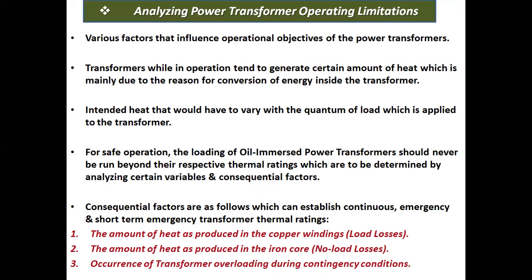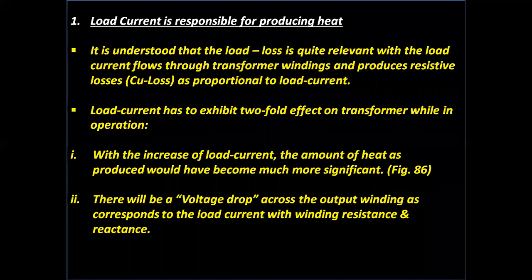Number one, the amount of heat produced in the copper windings, that is load losses. Number two, the amount of heat produced in the iron core, that is no load losses. Number three, occurrence of transformer overloading during contingency conditions. So, number one, load current is responsible for producing heat.